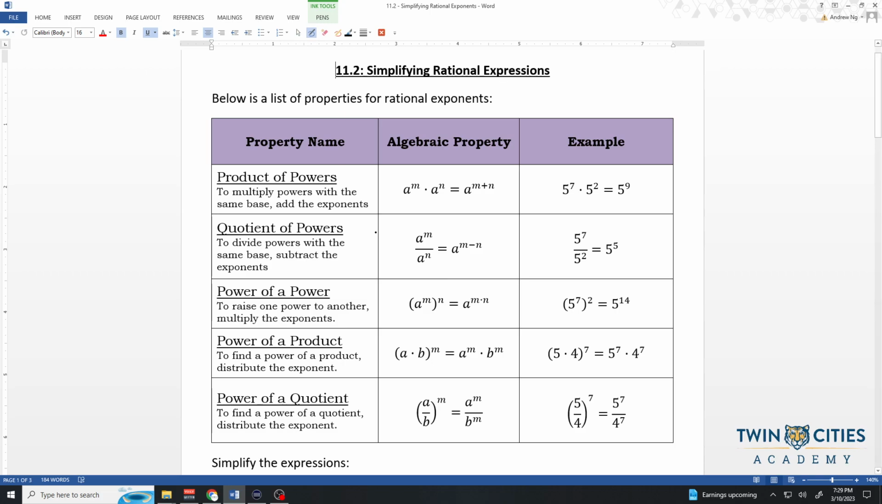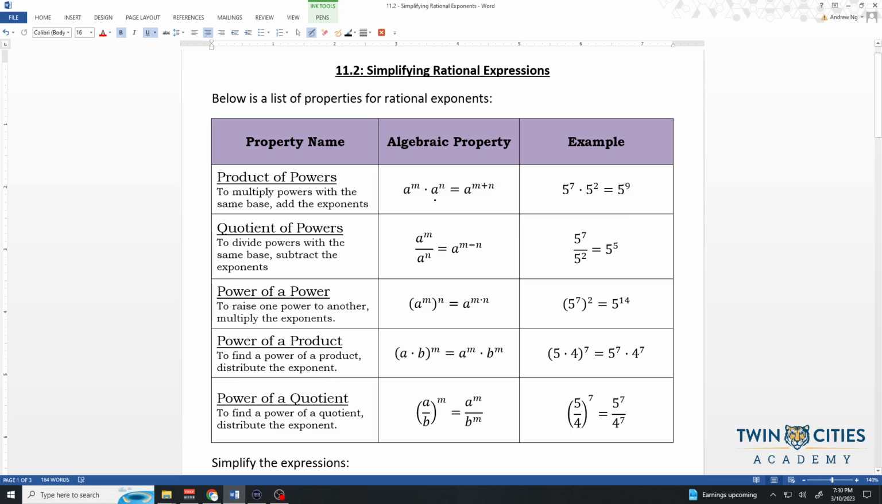So if I've got a base and I bring it to some power m, so a to the m, and I'm going to multiply that to the same base a to some other power n, so a to the m times a to the n. Well, what I can do is just simplify this to a single base, so a single a, and I'm going to bring that to a power of m plus n. So I'm going to add the exponents together. So I've got 5 to the 7th times 5 squared. This is 5 to the 9th because 7 plus 2 is 9.